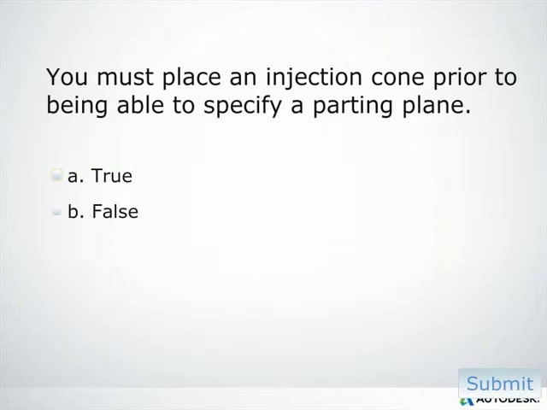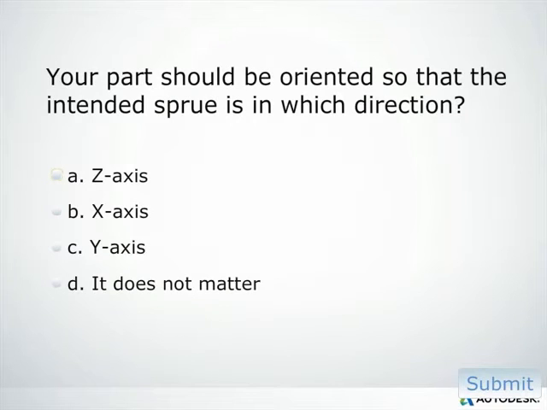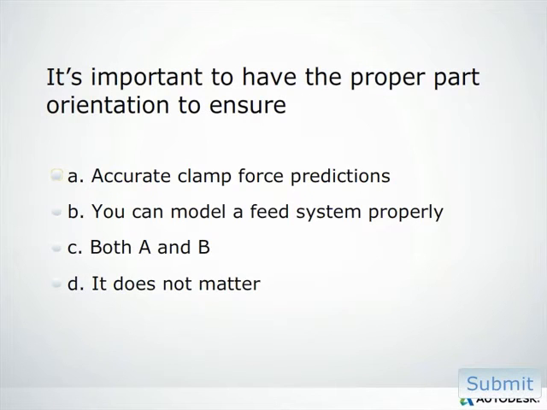You must place an injection cone prior to being able to specify a parting plane, true or false. Your part should be oriented so that the intended sprue is in which direction. It's important to have the proper orientation to ensure which of the following.